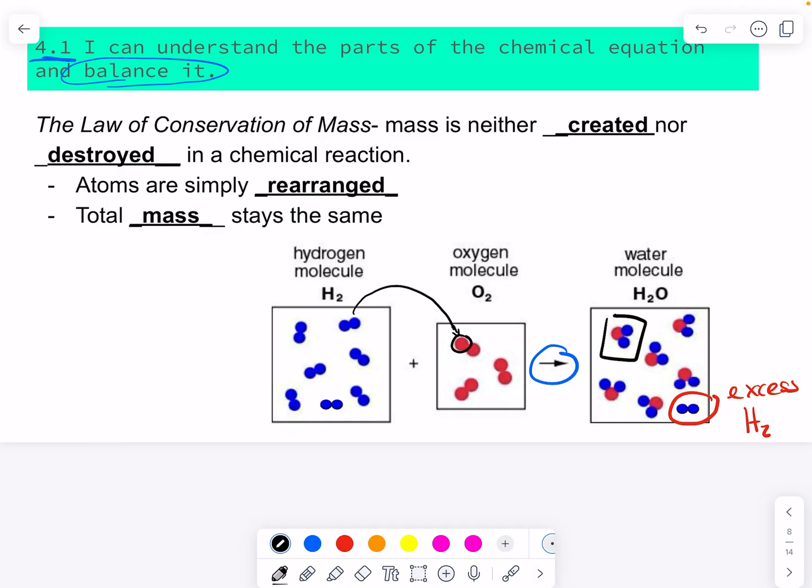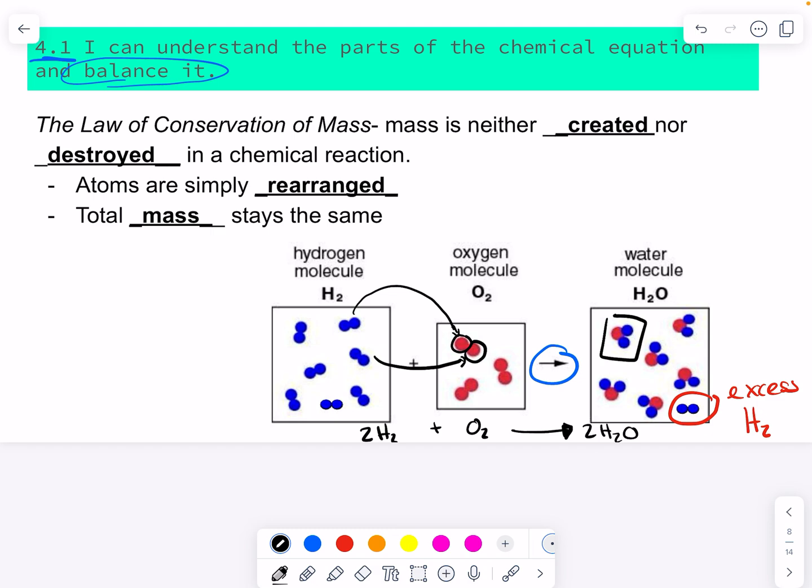So in order for this reaction to work, you need at least two H2 molecules to go with an O2 molecule, and so our balanced equation is we need two of these for every one of these. And then in the end, it would make 2 water molecules, right? This is what we call our balanced chemical equation.